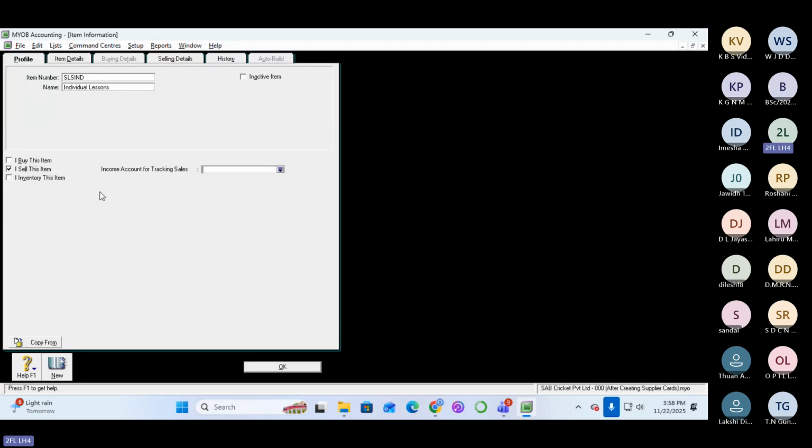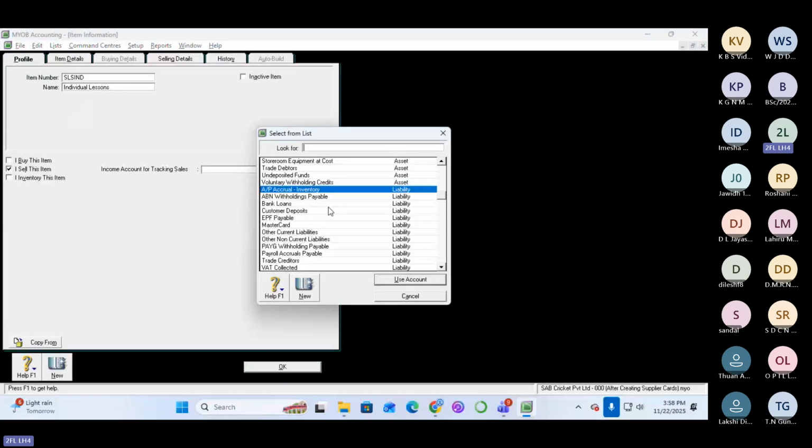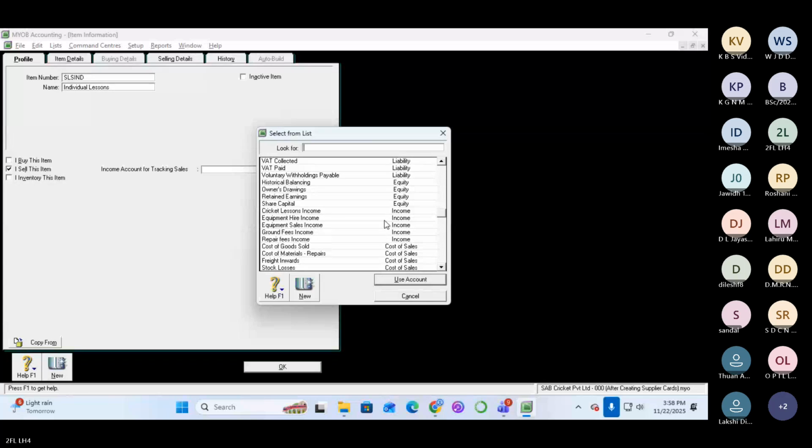If I am selling this item, I have to select a sales or tracking sales account. Sales revenue will have to be recorded in a particular account. So there is a drop down arrow in front of that field. Click on that and find under the sales or revenue income related accounts. Is there a suitable account? Cricket lessons income, right? There is an account called cricket lessons income. Select that income account.